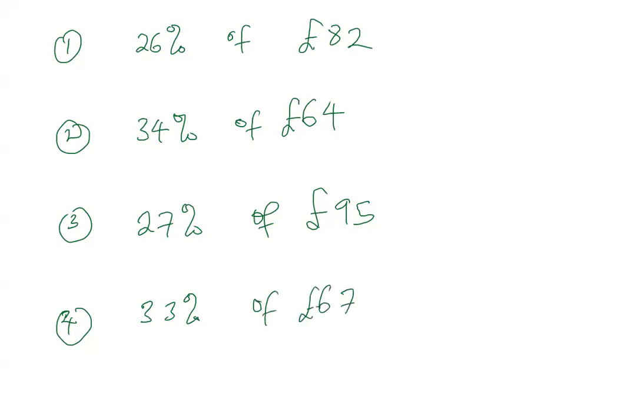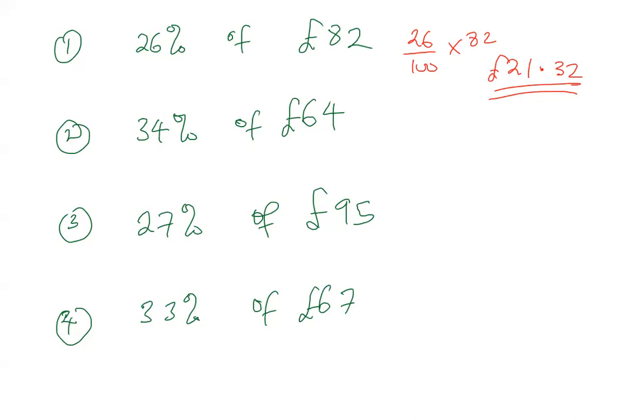Write those ones too. Don't forget, you can use your calculator. Yeah, the 21.32. Okay, so let's try and work it out. The first one is 26 over 100 times 82. So you do 82 times 26, divided by 100. That gives you 21.32. Is that what you got? Yeah, good.